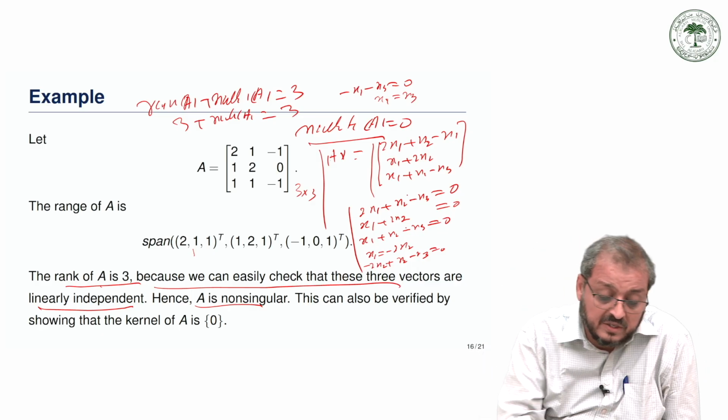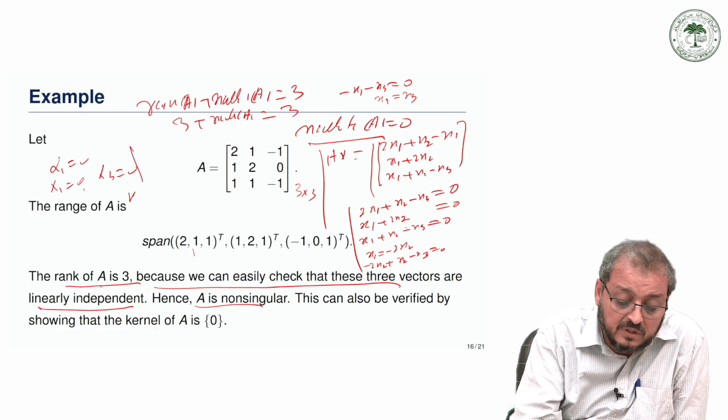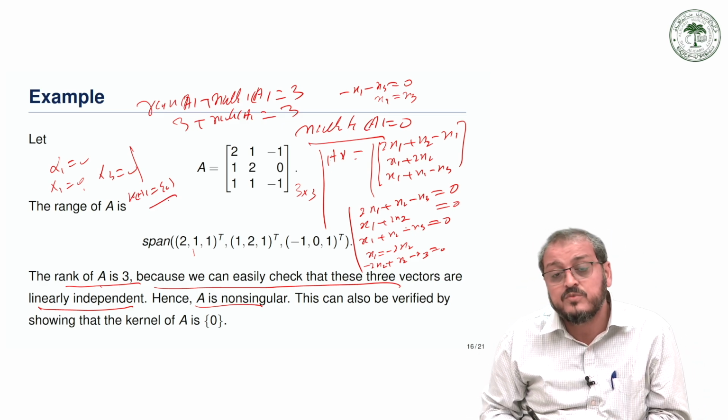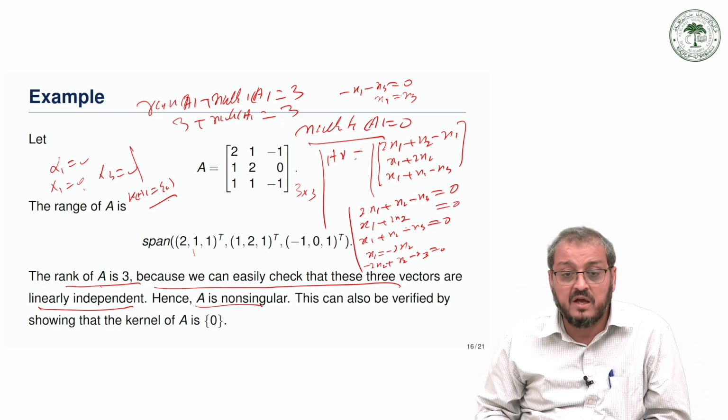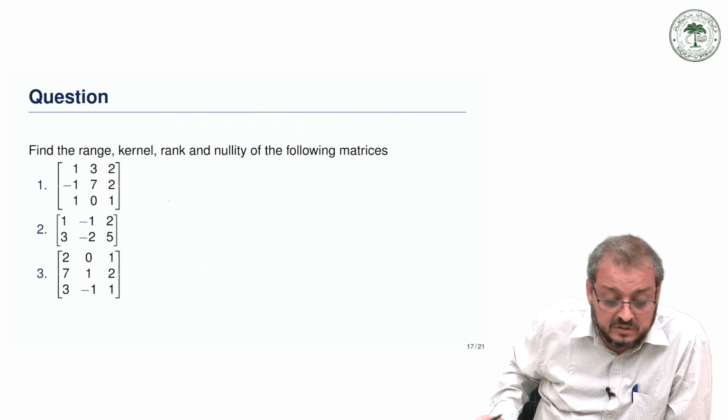So we get x1 is equal to 0, and then x2 is equal to 0, then x3 is equal to 0. Then we can say that kernel of A is nothing but 0. So this means clearly this is the zero subspace, meaning the nullity of this is equal to 0. Okay, now we have to find the range, kernel, rank of all these.